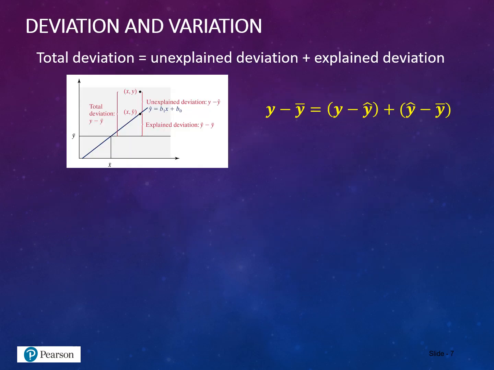So let's look at how the coefficient of determination and variation are connected through a relationship between deviation and variation. So we've seen that total deviation equals unexplained deviation plus explained deviation, and we can see that in the formula here too. Total deviation equals unexplained deviation plus explained deviation, and we can see that the y hats are going to cancel out, leaving us the same thing on both sides of the equation.